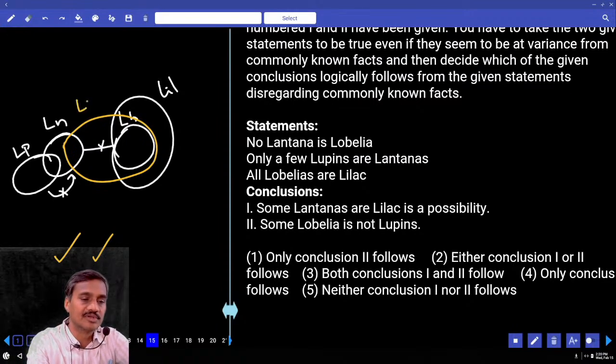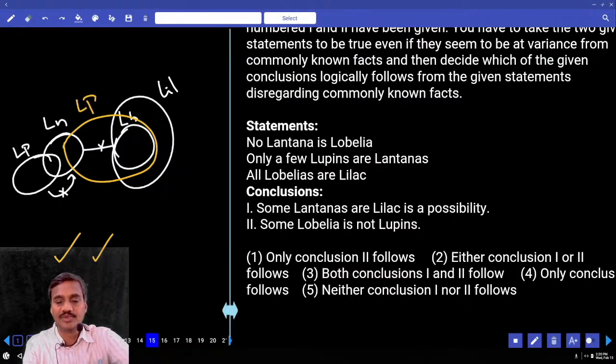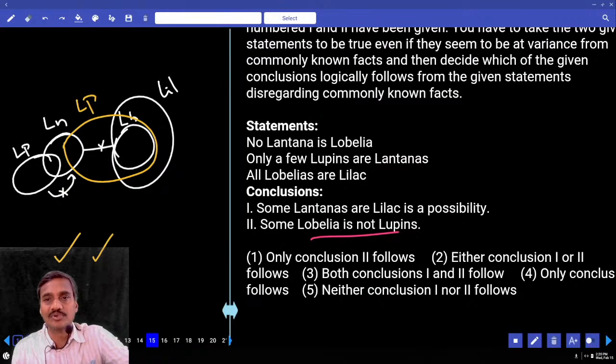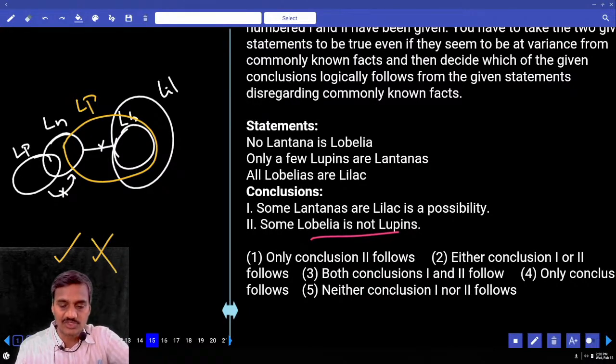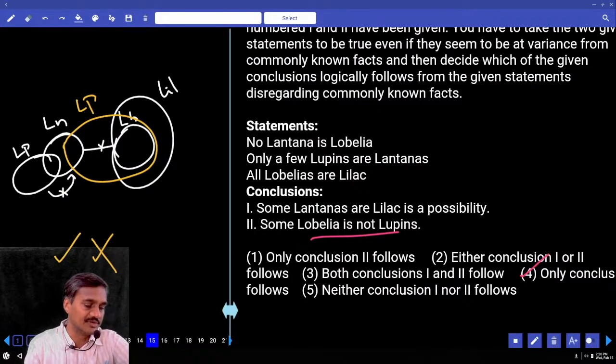Now this is a lupin. Hence all lobelas are lupin is true, and some lobela is not lupin will be false. Alternate diagram true, previous conclusion false. Hence what is your answer? Only one. And it is the given choice for question number 15.